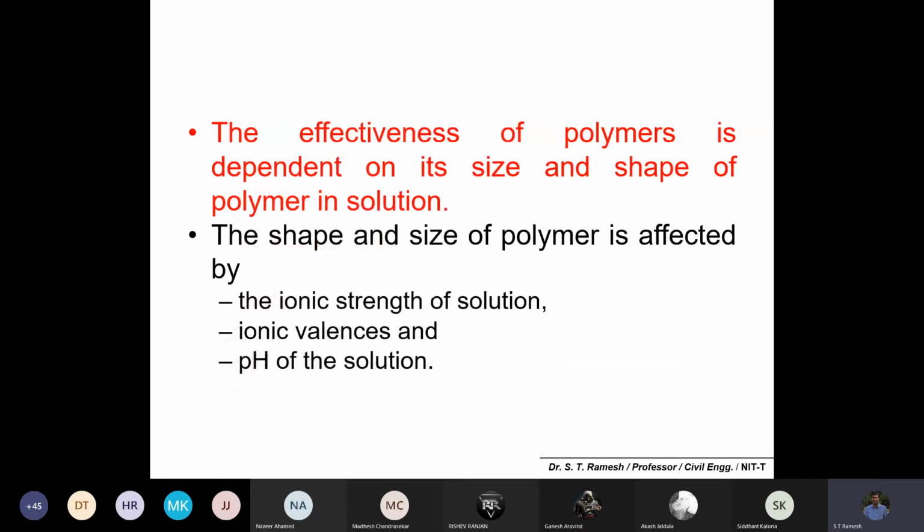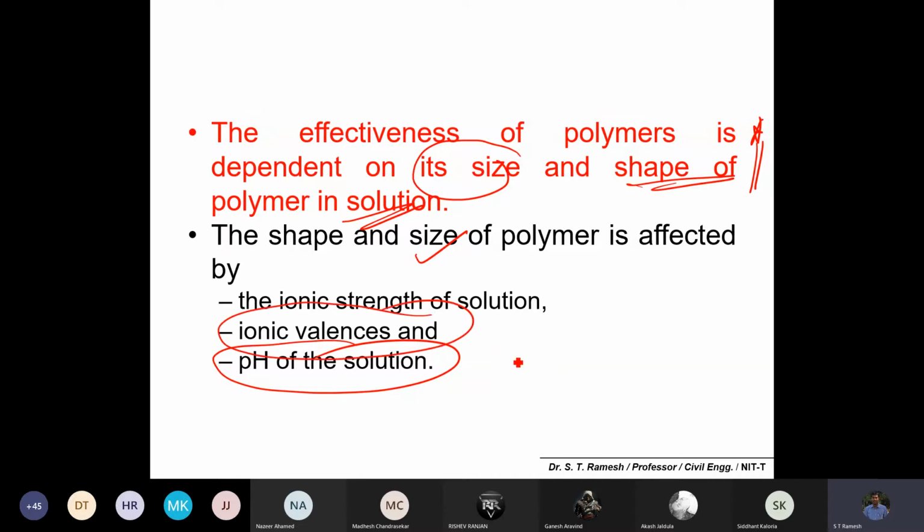The effectiveness of polymers is dependent on the size and shape of the polymer in solution. Please make a note of that, it is important. The effectiveness depends on the size of the polymer you are adding and the shape of the polymer in the solution. The shape and size of the polymer is affected predominantly by the pH of the solution, the ionic valency, and the third one, the ionic strength of the solution. Please remember these three points. At least at B.Tech level, remember pH. pH plays a major role in optimizing the dose of your polymer addition for destabilization of the colloids.